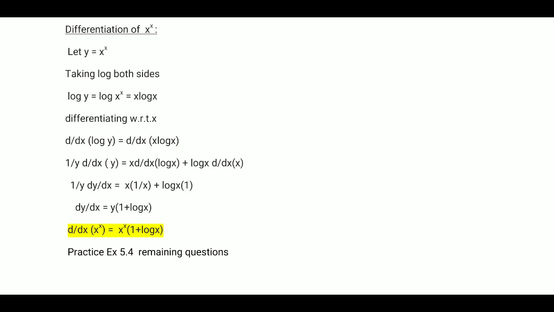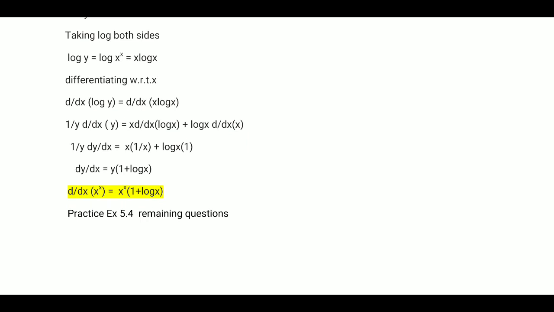After calculation we get this. So dy upon dx is equal to y bracket 1 plus log x. Now put the value of y, so it becomes d upon dx of x power x is equal to x power x bracket 1 plus log x. Now these are the rules, and this is the first step of logarithmic differentiation.